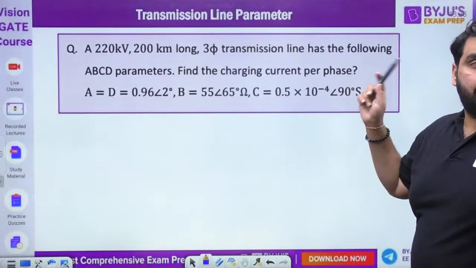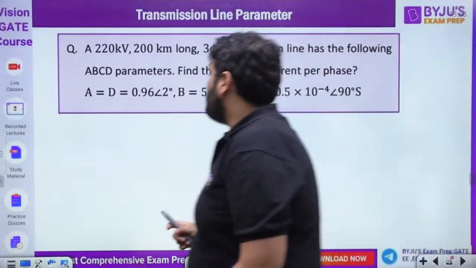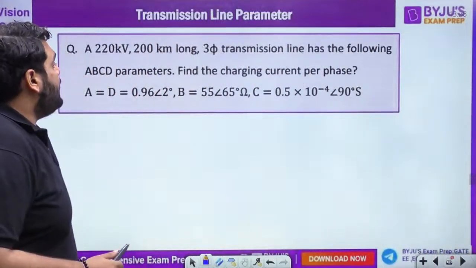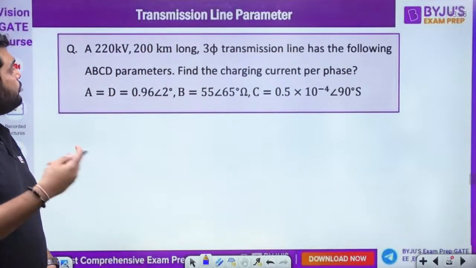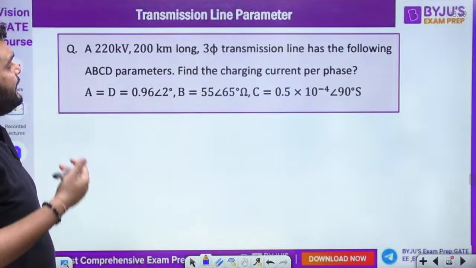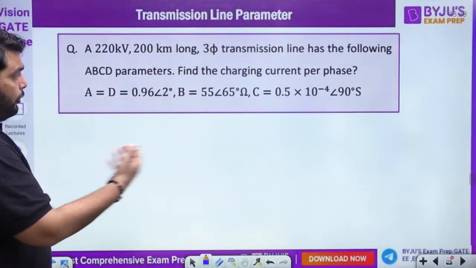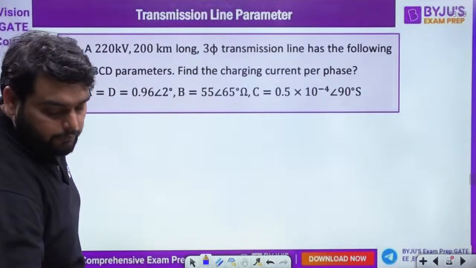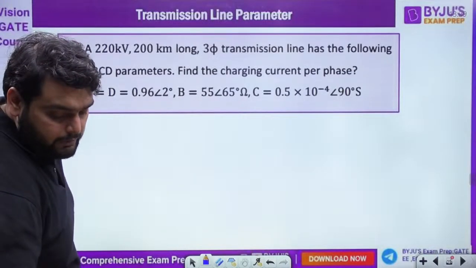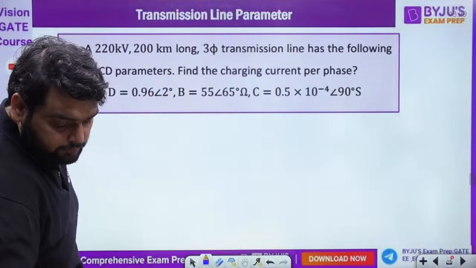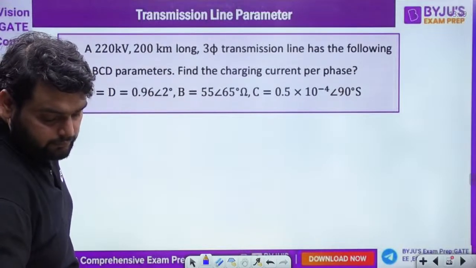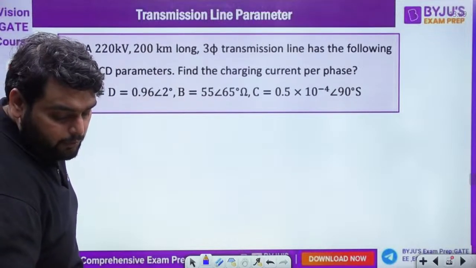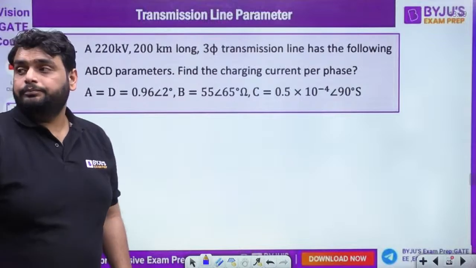So read the question carefully and find out the charging current here. We have given a 220 kV, 200 km long 3-phase transmission line with the following ABCD parameter. Find the charging current per phase. We need to find out the charging current per phase here.